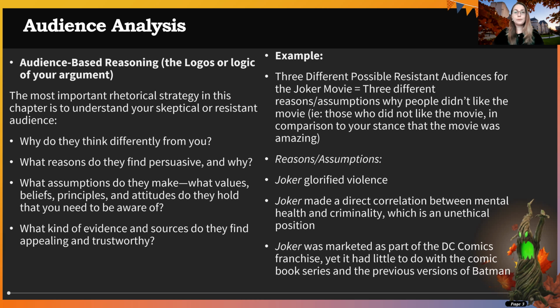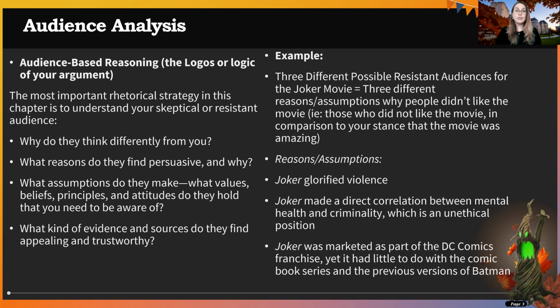So the examples are in relation to the Joker movie. So we have 3 possible different resistant audiences for the Joker movie, in relation to 3 different reasons and assumptions why people might not have liked the Joker movie. So those who did not like the movie, in comparison to your believer stance that the Joker movie was absolutely amazing.